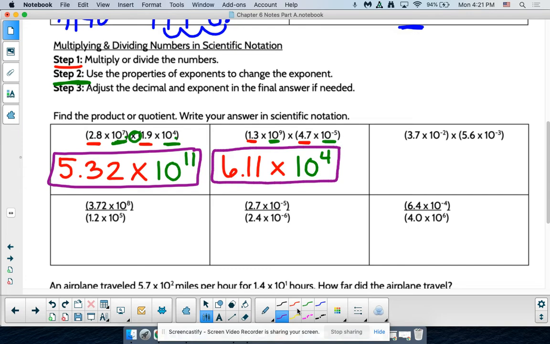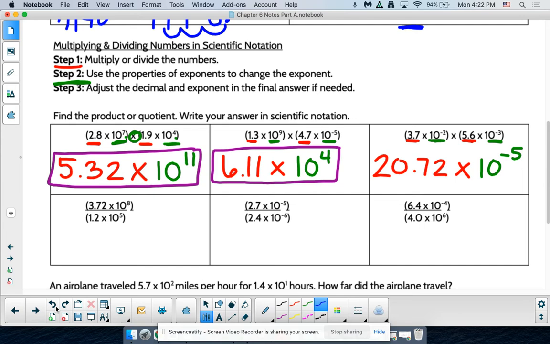All right, let's try another one here. 3.7 times 5.6 in your calculator, folks. 20.72 times, all right, 10 to the negative second times 10 to the negative third. Negative 2 plus negative 3 is negative 5, right? Hopefully right now you're thinking, Miss Bundy, this answer isn't in scientific notation, right? Because it's 20. I want my decimal place to be over 1 spot, right? I want it to be right here. So we have to fix it.